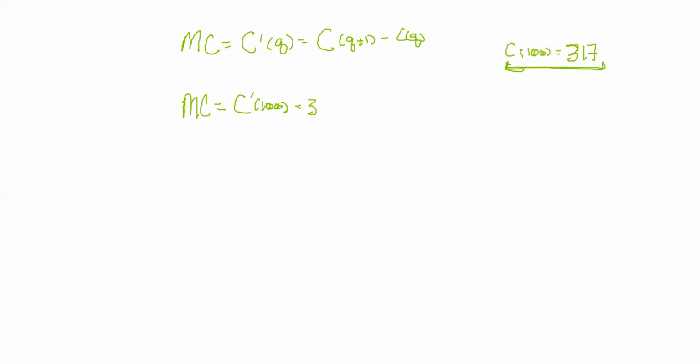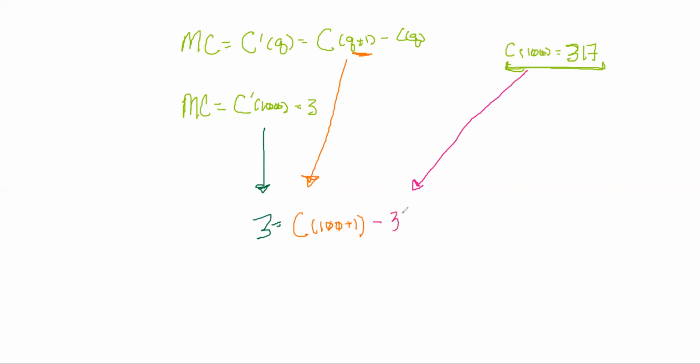So what I'm going to do is move all of this down and put it into an equation. I'm going to say 3 is equal to C of 100 plus 1, because that's the Q plus 1, minus 317, because we've established that C of 100 is equal to 317. Is everybody cool with this so far?